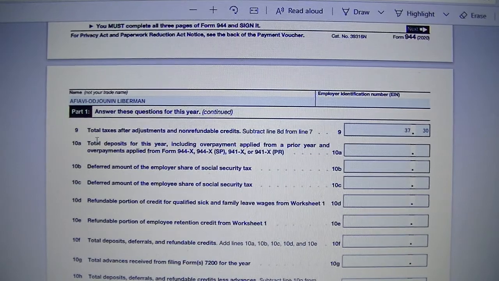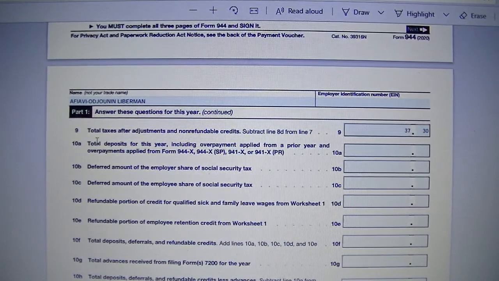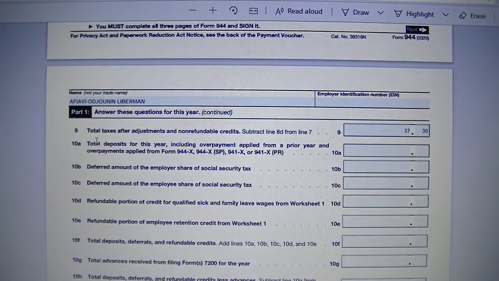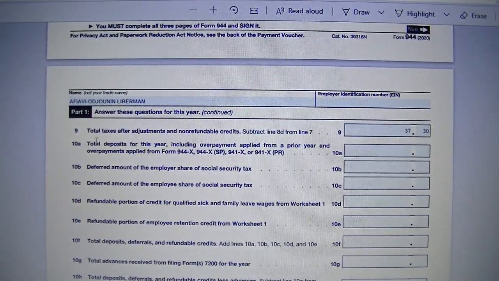And that's all we will cover in this session. You'll notice that the refundable portion of the credits is what you will claim on line 8. And we will cover that in the next video.